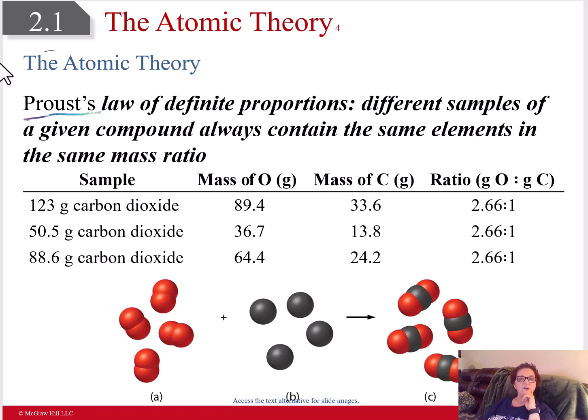Proust gave us the law of definite proportions, and that means that different samples of a given compound contain the same elements in the same mass ratios. So basically what we're saying is, if we have a molecule like CO2, CO2 is going to always combine in the same mass ratios and the same mole ratios. Okay, that's all that means. You'll see that we'll look at ratios with carbon dioxide. If you have 123 grams of carbon dioxide, it's going to be in the same ratio as if you had 50 grams of carbon dioxide. So that's all that's saying. So it's going to be the same ratios.